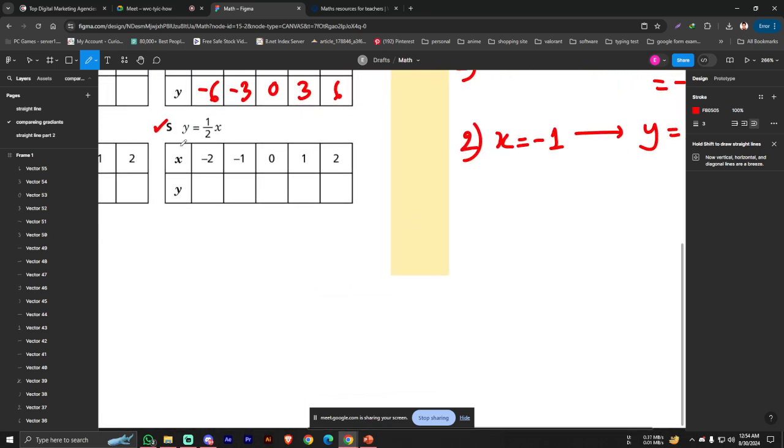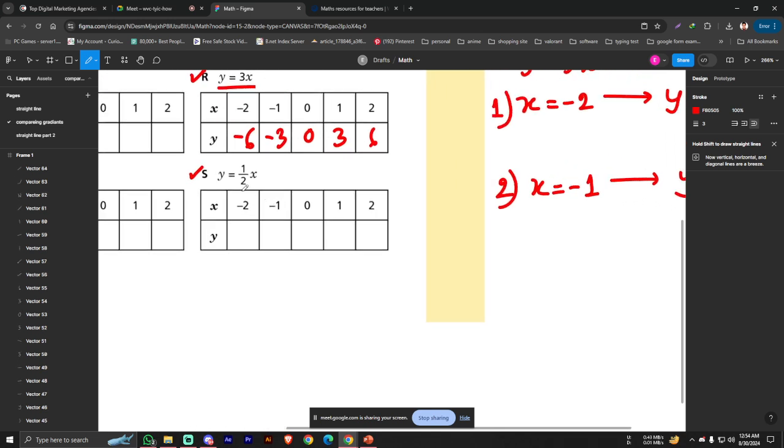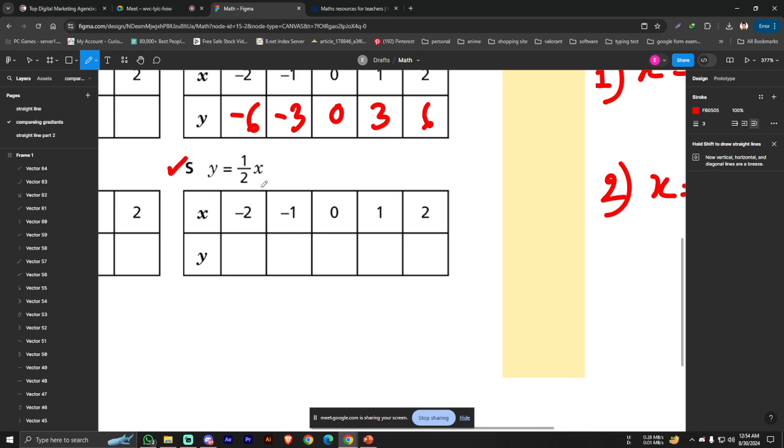Now let's do the next one, which is S, and the P and the Q will be the same process. Okay, you can take this as homework. Let's just do one more, for S. If it is -2, what will be the answer?